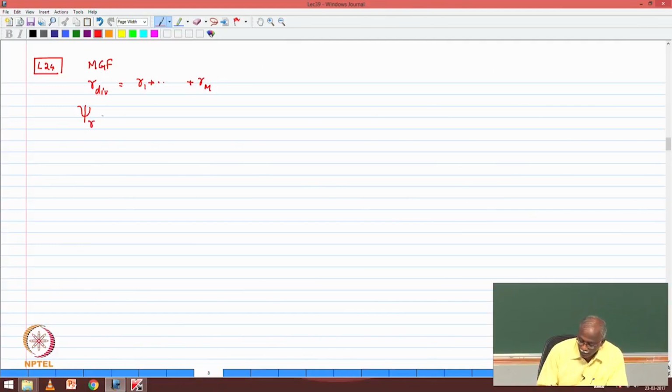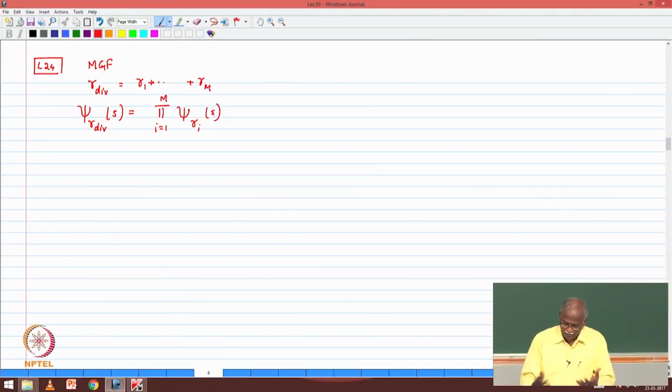the moment generating function of gamma diversity of s would be a product of the moment generating functions, i equal to 1 through M, psi of gamma i of s. Once you have the moment generating function, you can use it to compute the BER. You can also do an inverse Laplace transform to get the PDF. Both of those methods are used, so that's one of the reasons why we work with the moment generating function.